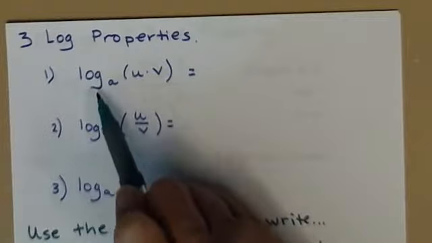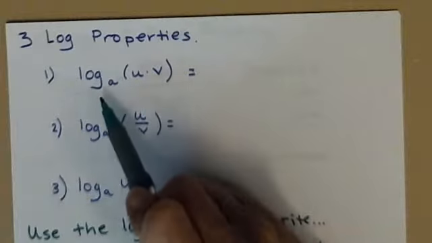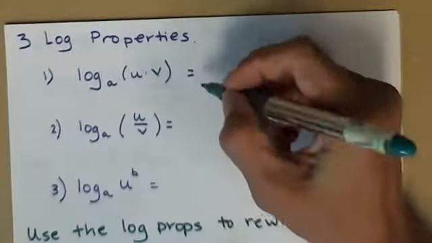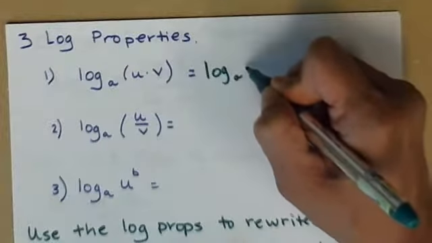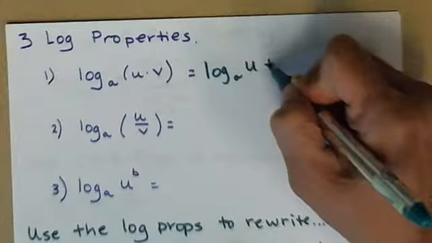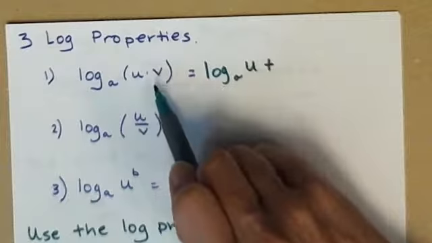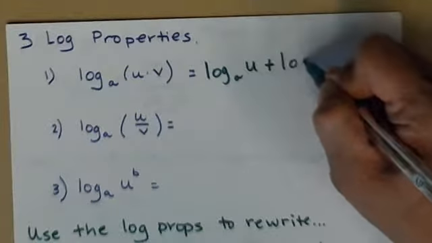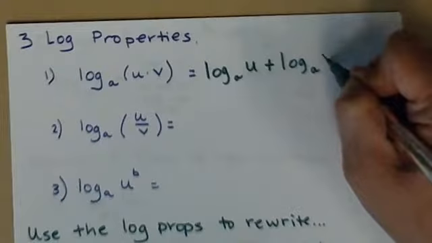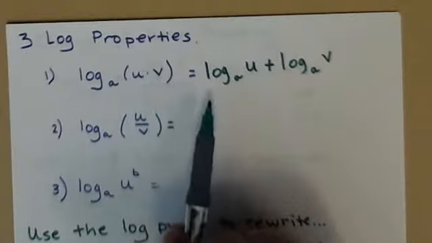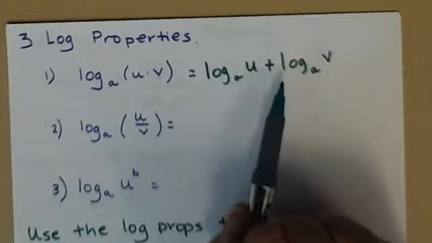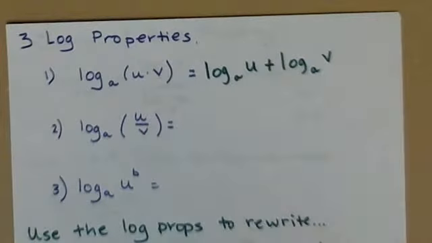So the first one, log base A of U times V. If we're taking the logarithm of a product, we can split that apart into two different logs with the same base, and it's a sum. So a product of the arguments leads to the sum of two different logarithms. Log base A of U times V is log base A of U plus log base A of V.